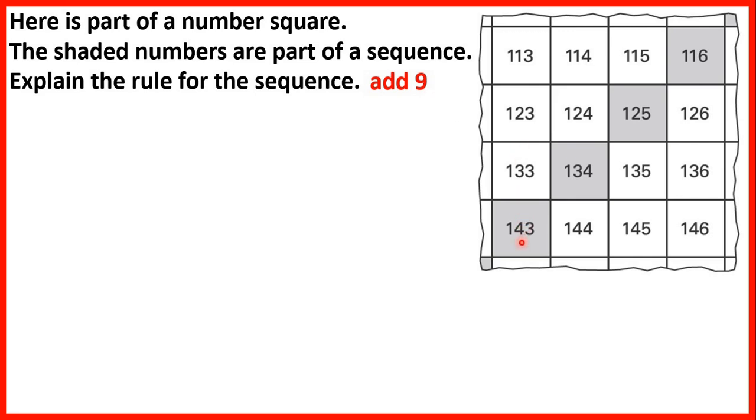Now you could look at this sequence the other way, so you could, instead of starting with 116, start with 143, and then the next number would be 134, so this time it wouldn't be adding 9, but subtracting 9. But as long as you recognise that the numbers in the sequence will have a difference of 9, you'll get the answer right for this question.